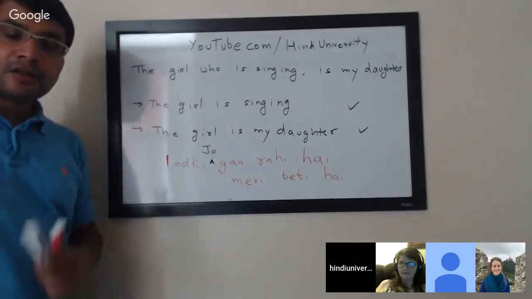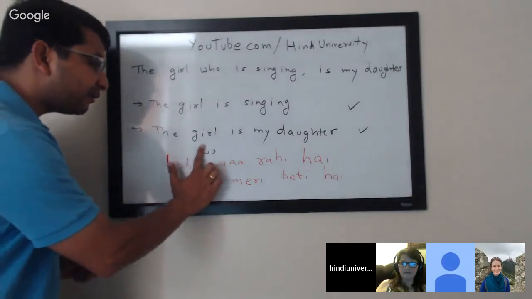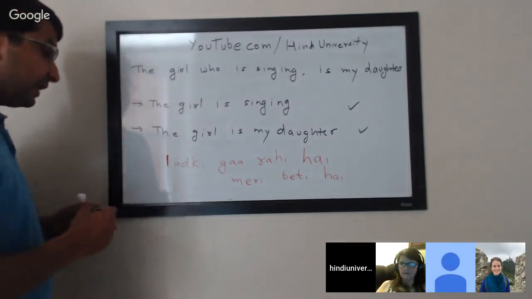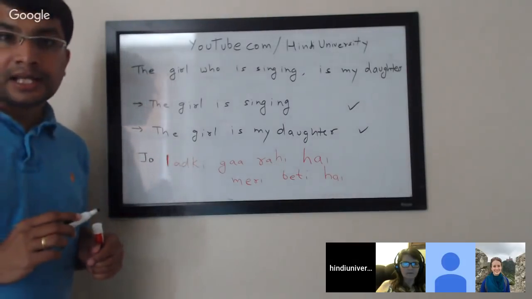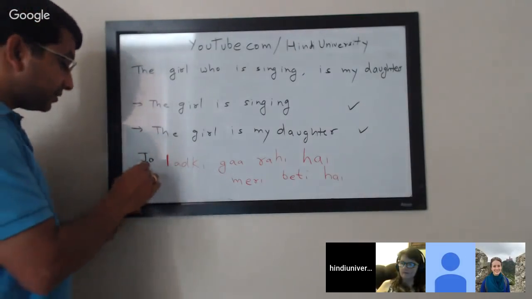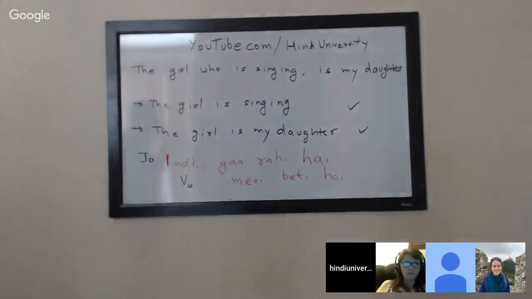This is absolutely correct. The beauty of using a relative pronoun is you can put it in multiple places. Some of you must be thinking, why are we putting jo after ladki? Can I put jo before the ladki? Absolutely you can do that. You can say jo ladki ga rahi hai, meri beti hai. Some people might also use a duplication, such as जो लड़की गा रही है वो मेरी बेटी है. So you can say that also.